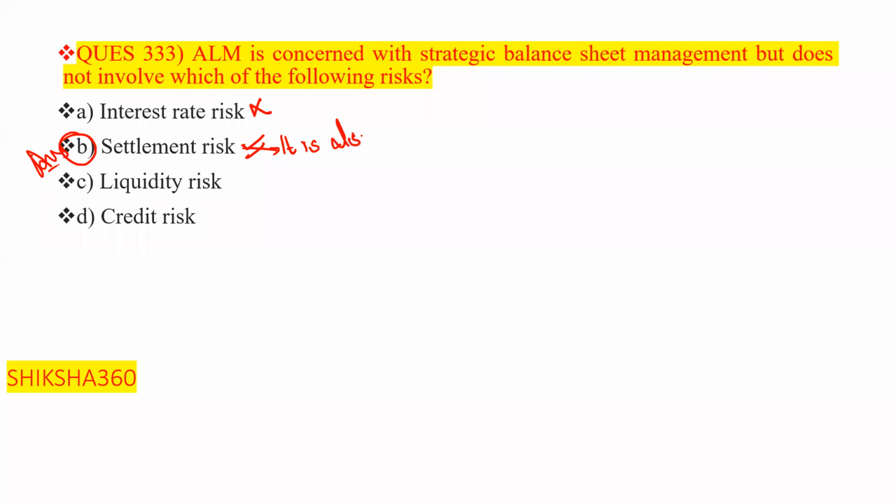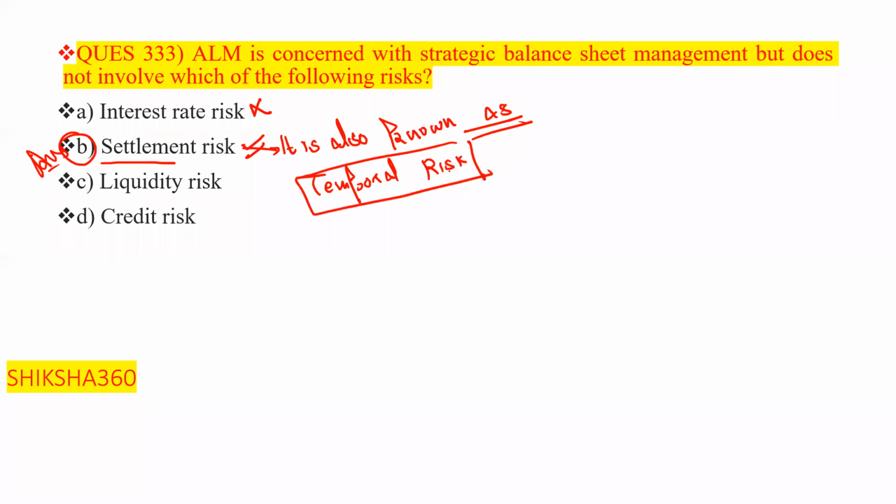Settlement risk is also known as, we have discussed this in chapter number 2, temporal risk. Very, very important. Temporal risk. Clear? This is a previous year question; in 2019 or 2020 they asked about it. Temporal risk. Clear?